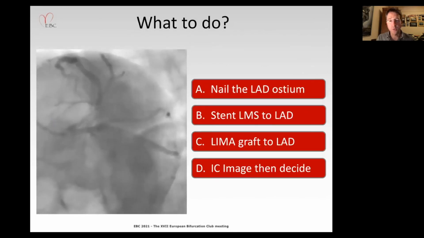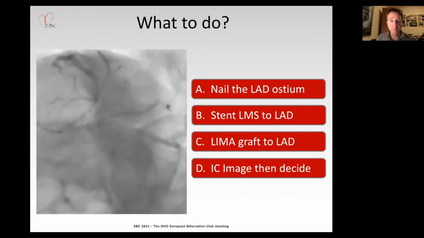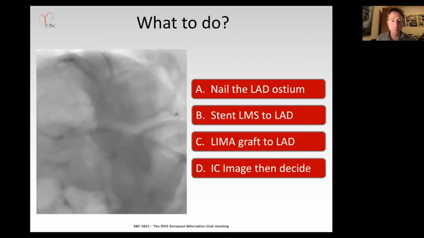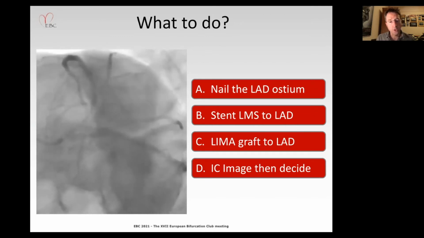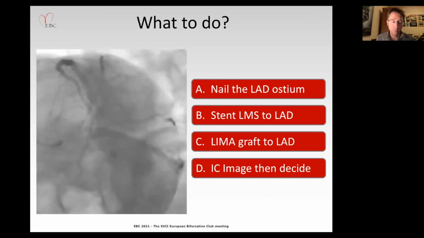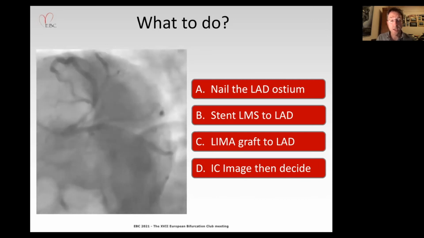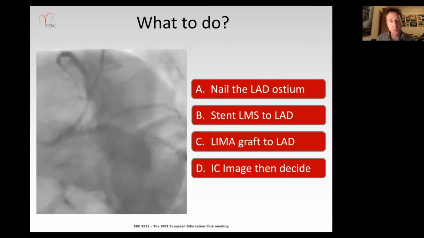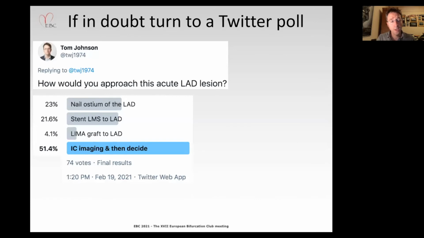a question of whether you would nail the ostium, stent left main to LAD, consider a LIMA graft, or image to then decide. And this was a poll that I placed on Twitter prior to presenting this case last year at an Indian symposium. In fact, half of those respondents suggested imaging first, perhaps partly led by the fact that I was asking the question.